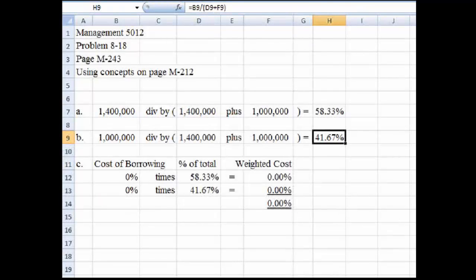The calculation then results in the proportion of equity financing being 41.67%. One interesting side note is that the two proportions add up to 100%. When calculating proportions like this, the results must always add to 100%.